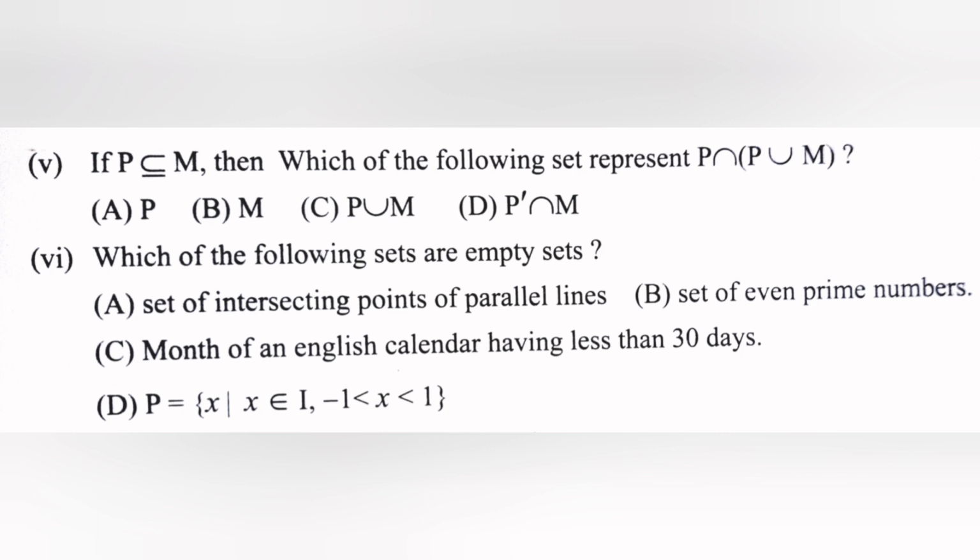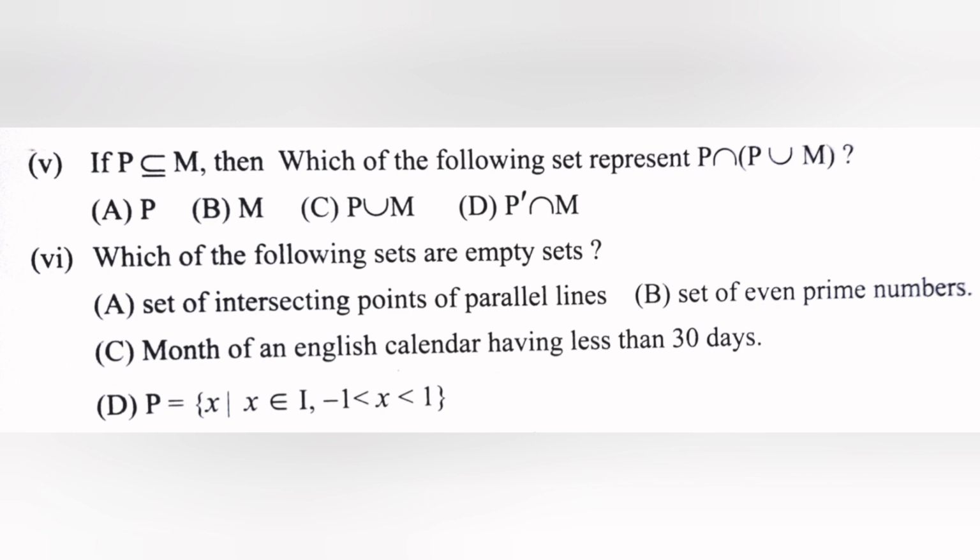Second, set of even prime numbers. Third, month of an English calendar having less than 30 days. Fourth, P is a set of all x such that x belongs to integers and x is less than 1 and greater than -1. Okay, so first of all let's see the last option. The integer which is less than 1 and greater than -1 is 0, so this is not an empty set.